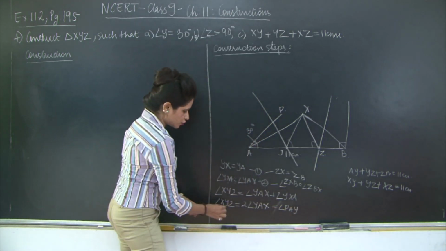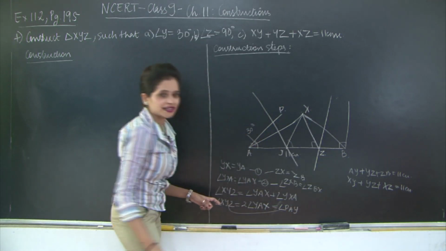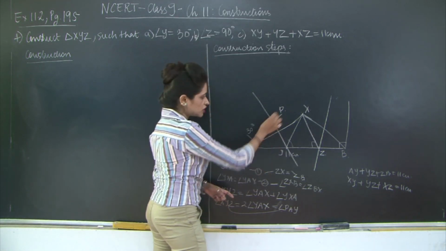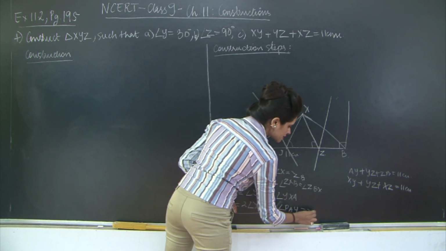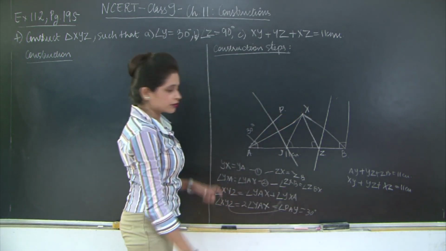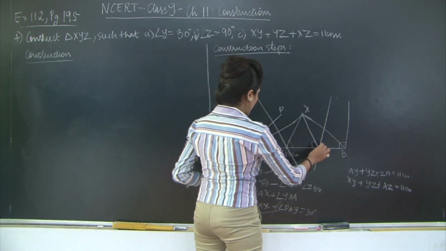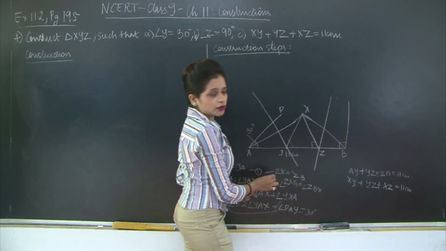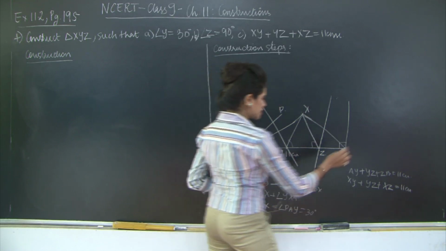Right? Therefore, through this, what do I get? That angle XYZ is equal to angle PAY, which is equal to, this angle was how much? PAY was 30 degrees. Similarly, you can show that this angle XZY is also 90 degrees. So if you want, I'll do the proof for you.